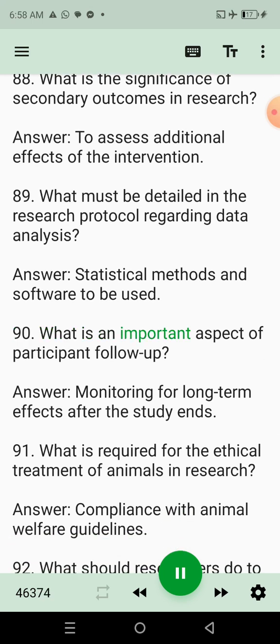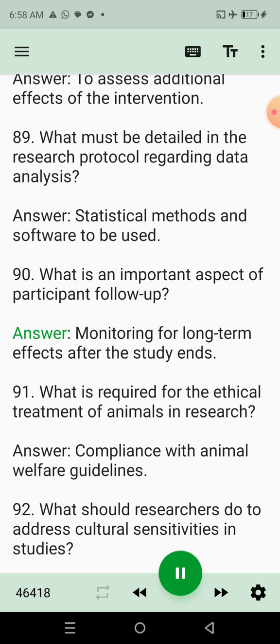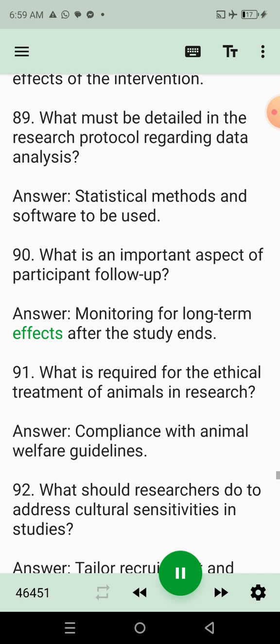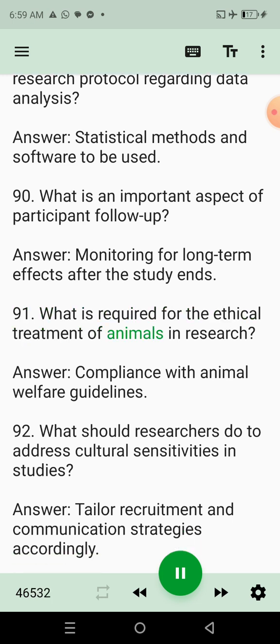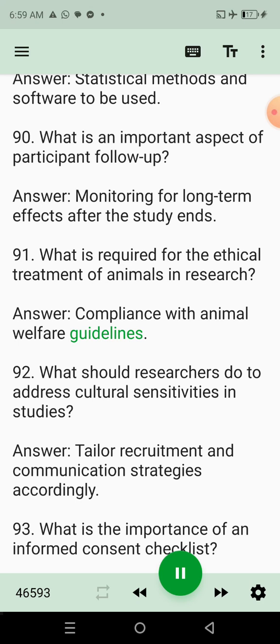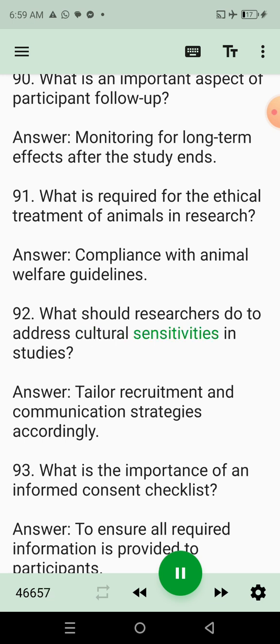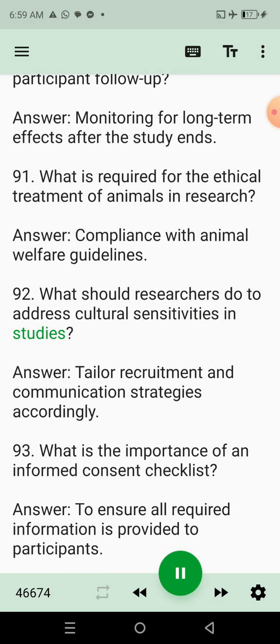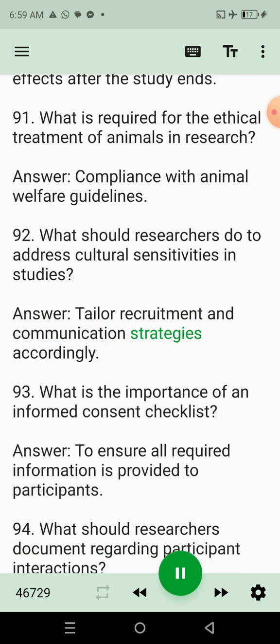90. What is an important aspect of participant follow-up? Answer. Monitoring for long-term effects after the study ends. 91. What is required for the ethical treatment of animals in research? Answer. Compliance with animal welfare guidelines. 92. What should researchers do to address cultural sensitivities in studies? Answer: tailor recruitment and communication strategies accordingly.